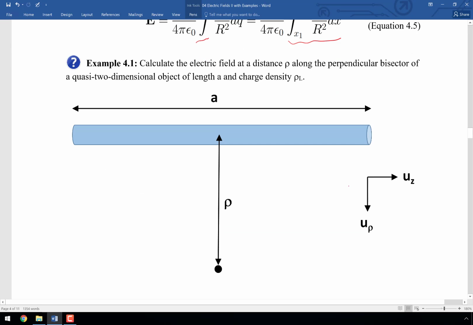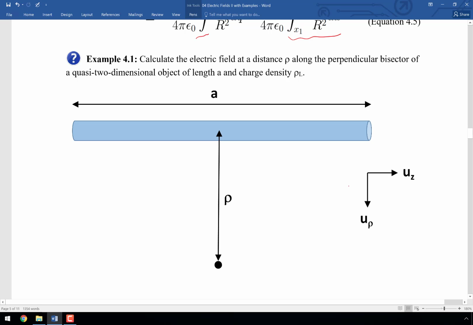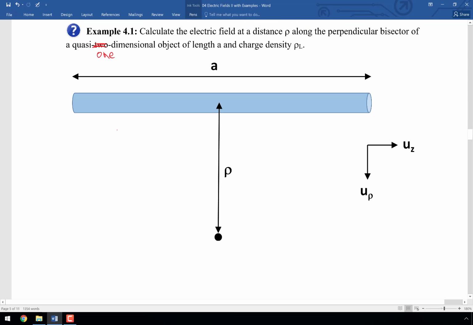Let's see our first example of that. We're going to calculate the electric field at a distance rho along the perpendicular bisector of a quasi one-dimensional object of length A and charge density rho sub L. So we've got a problem here where we know that there's a point that is directly above the center of this line. And as we're working on this one, we're going to consider a small region of charge somewhere along the line. And I'm going to shade that one in right here. And I'm going to try to symmetrically indicate the same region of charge on the other end of the line. Maybe that's not perfectly symmetric, but it's pretty close.